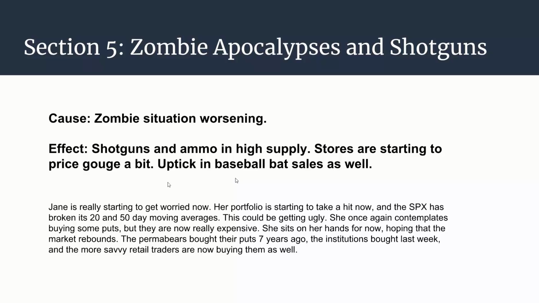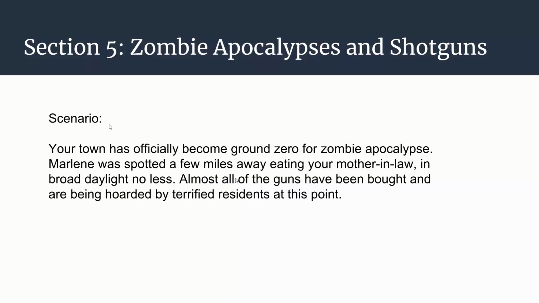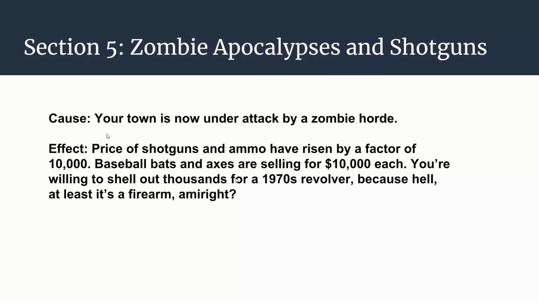All right, fast forward a week later, your town is now ground zero for the official zombie apocalypse. Everything is crazy, panic, just total mass hysteria. At this point, shotguns and ammo are now selling for hundreds of thousands of dollars. Any weapon you can get your hands on is selling for an astronomical rate. Any kind of protection you can buy is exorbitantly expensive, because it's either that or get eaten by a zombie. So if you're desperate, you're going to shell out thousands of dollars for an old rusty revolver because at least it's a gun, at least you've got some protection against the zombies killing you.